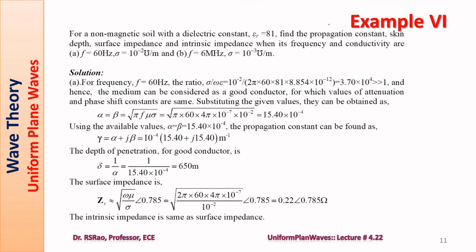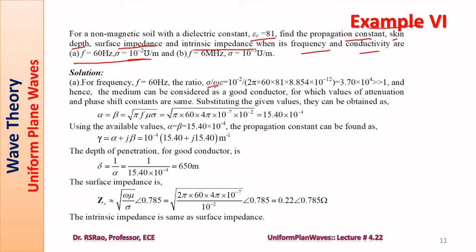Another problem, example 6. For a non-magnetic soil with a dielectric constant 81, find propagation constant, skin depth, surface impedance, intrinsic impedance when its frequency and conductivity are given. A, frequency is 60 Hz, conductivity is 10 power minus 2 mhos per meter. B, frequency is 6 megahertz, conductivity is 10 power minus 3 mhos per meter. Solution process. A, first we consider frequency 60 Hz and conductivity 10 power minus 2 mhos per meter.